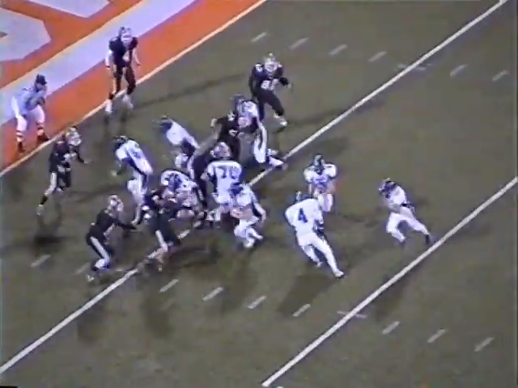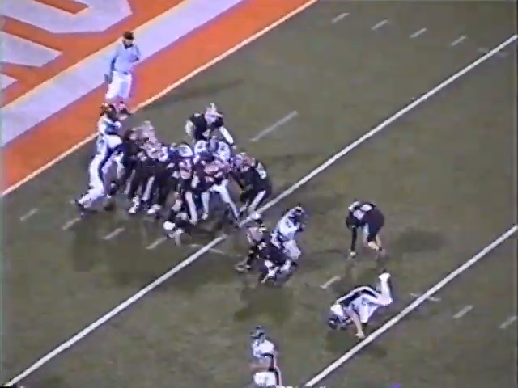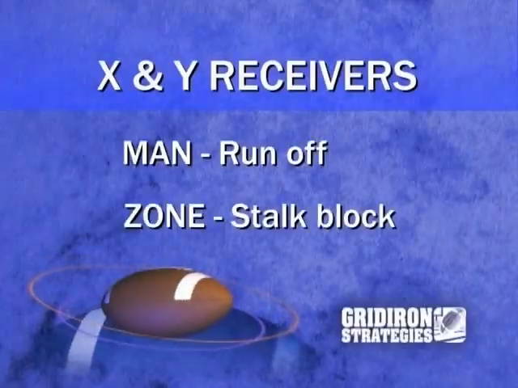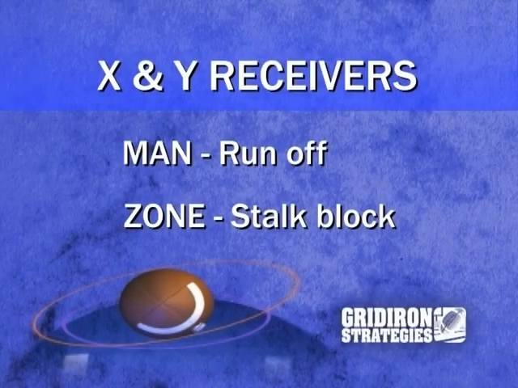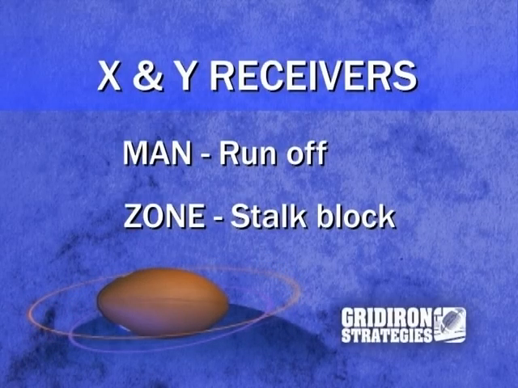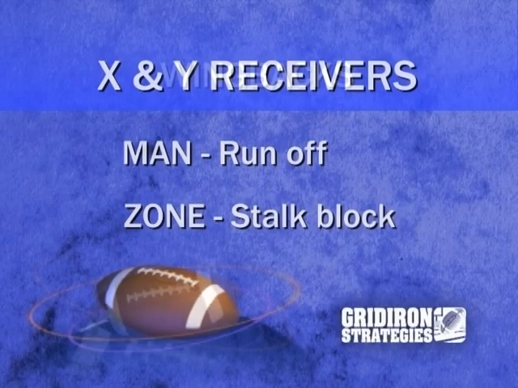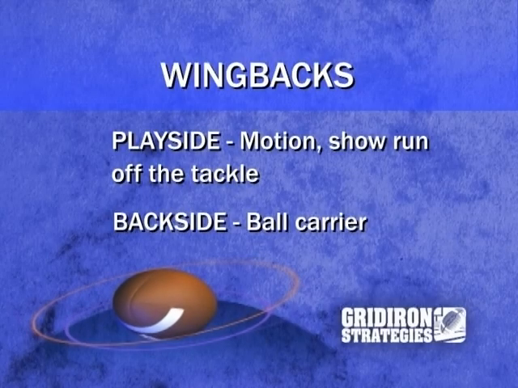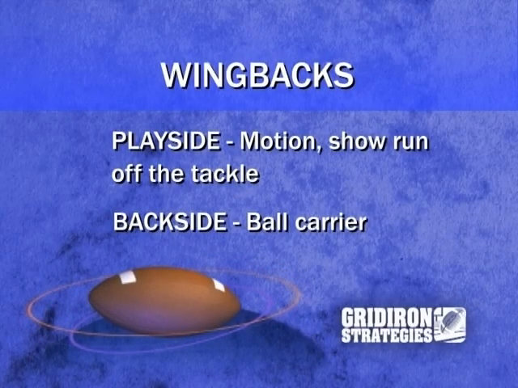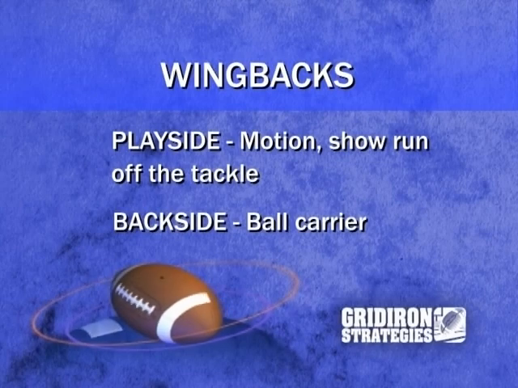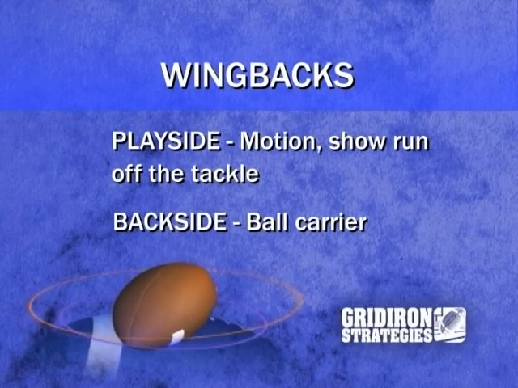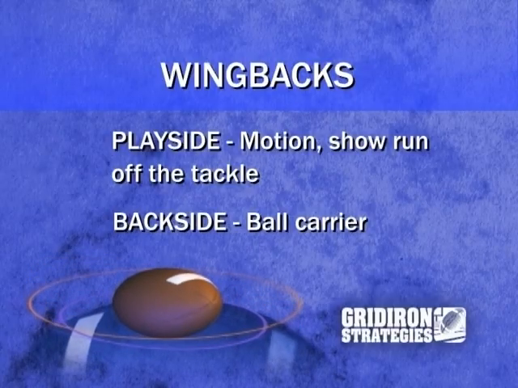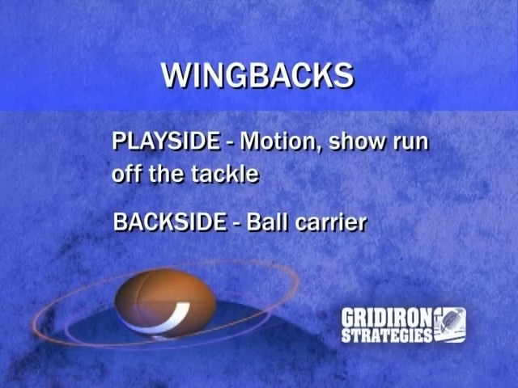We looked at pass blocking as a main part, but also this person has to be able to run and generate a hole. Our X and Y, if it's man, they're going to drive the defender off and deep. If it's zone, they're going to stalk block. Our wing here, if it's the play side, he's going to motion and show that he's running off tackle. We run this play sometimes with no motion, and if he is backside, he's going to be the ball carrier on this particular play. So we run it in two different ways, and we can run it out of our various formations too.